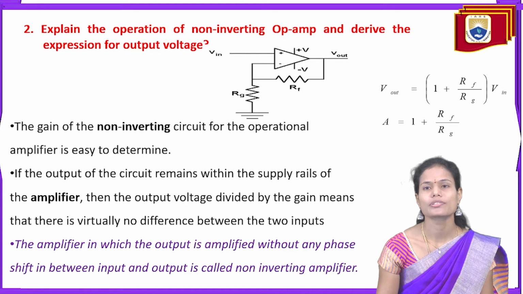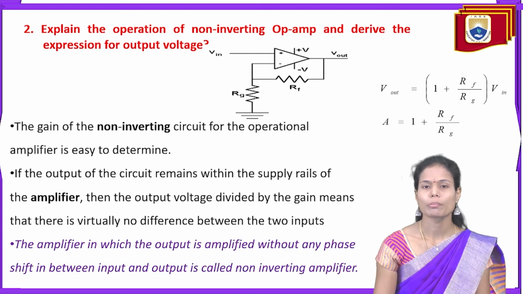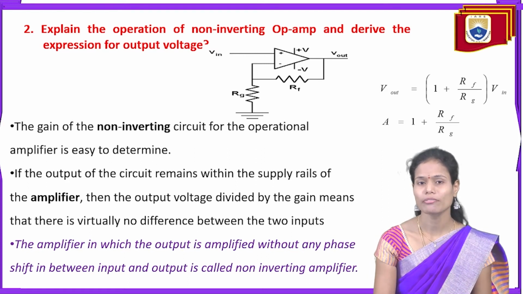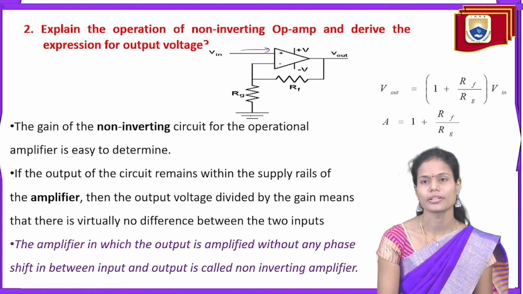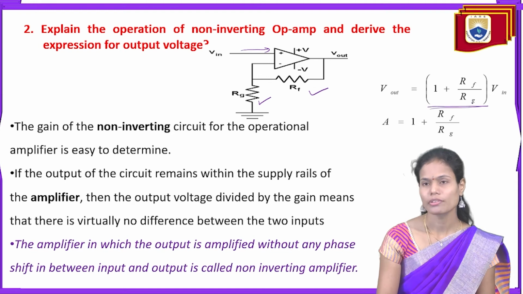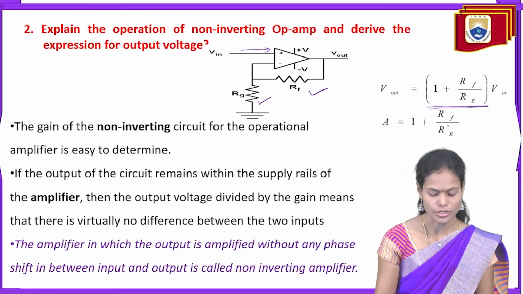And next, explain the operation of the non-inverting op-amp and derive the expression for output voltage. We say an operational amplifier is non-inverting when the input signal is applied to the non-inverting terminal, and we provide the feedback from the output to the inverting terminal, and this is the compensation resistance RG. In the case of the non-inverting operational amplifier, the output is in phase with the input signal, so there is no negative sign in the output voltage. If we calculate the output voltage, we get 1 plus RF by RG into Vin. So the gain value is 1 plus RF by RG.